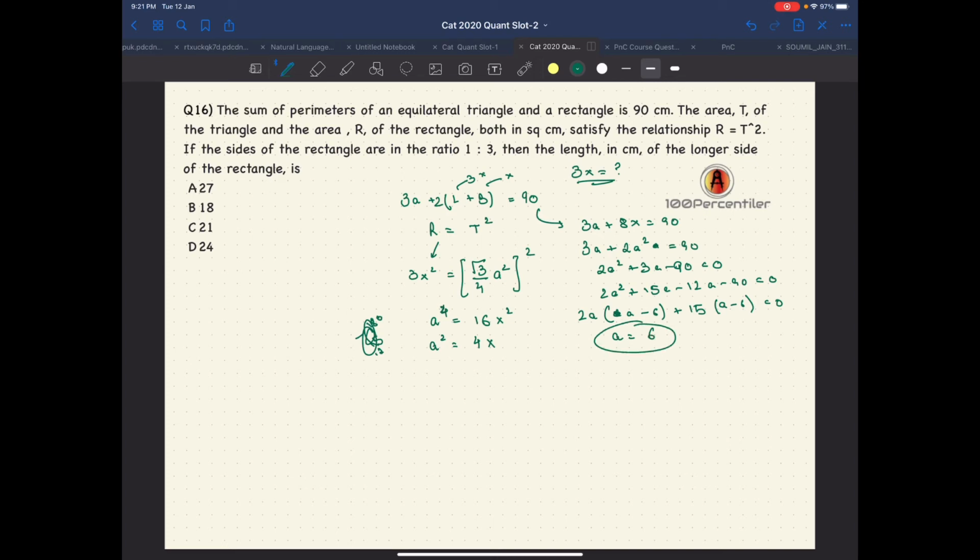So a is 6, therefore x is 36 upon 4, which is 9, and therefore 3x is 27. Therefore 27 is the required length of the side here.